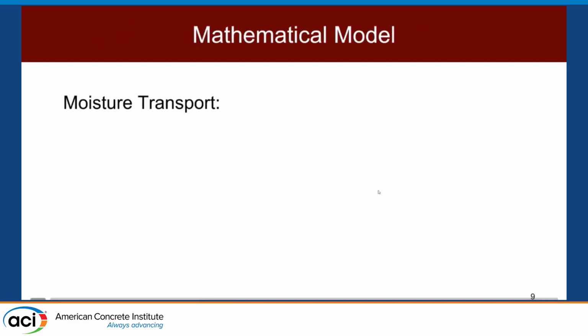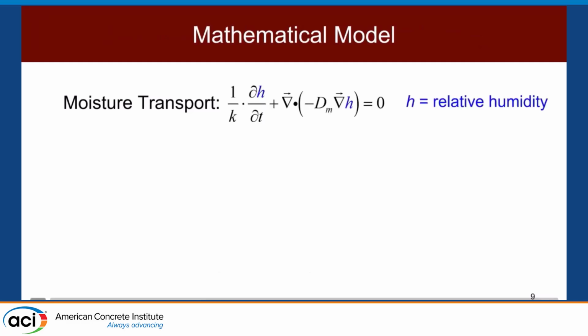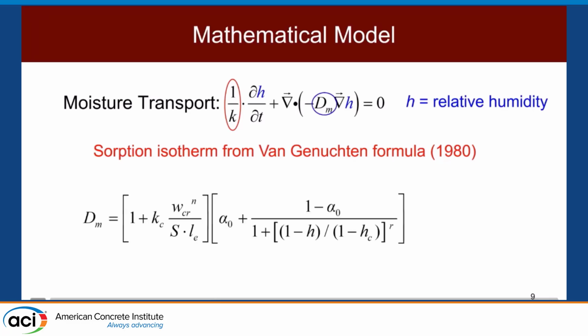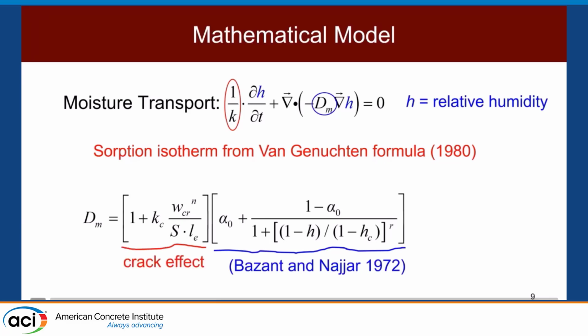So about our mathematical model, I'm going to quickly glance through the equations. For the moisture transport, we have a differential equation basically, where the field variable is the relative humidity. We have various parameters which are established on the basis of previous work in the literature. For instance, we have a so-called Van Genuchten sorption isotherm, and also we have an apparent moisture diffusivity coefficient relying on earlier work of Bazant and Najjar, and also having the capability to account for the impact of cracking on the moisture transport properties of a concrete body.